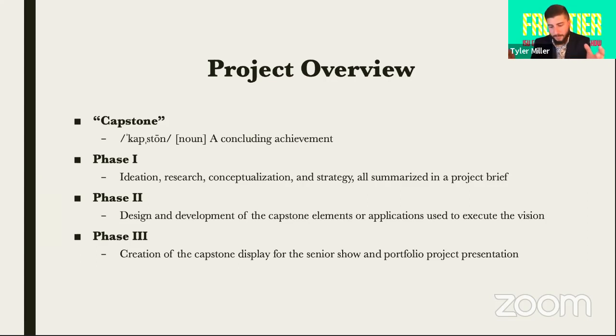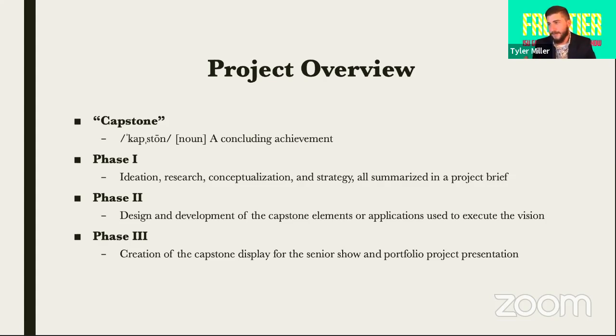Because up to that point, we had spent the last 3.5 years knowing that this was coming, and knowing that it is supposed to be, as it says on screen, a concluding achievement. It's something that you've built up time towards, and you are showcasing everything that you've learned how to do. And we were all really excited about it. I was super excited about it.